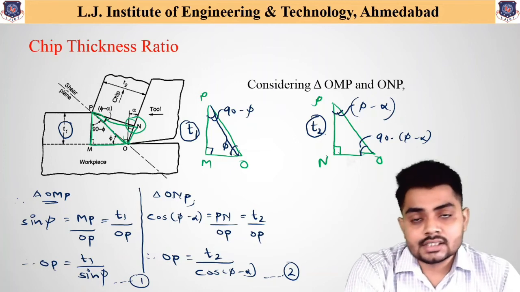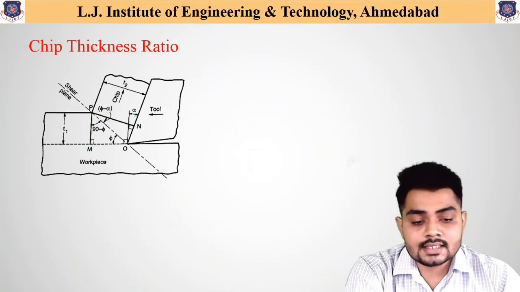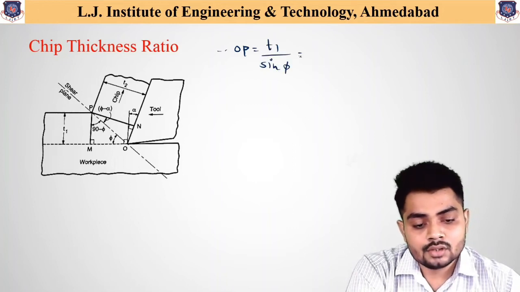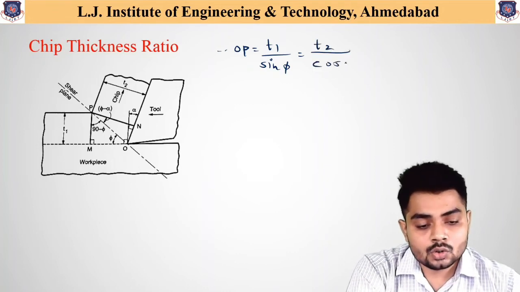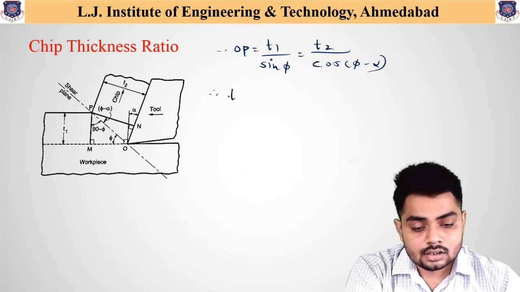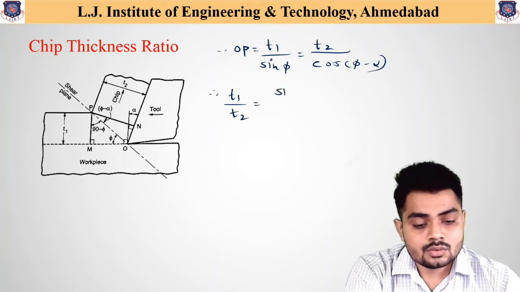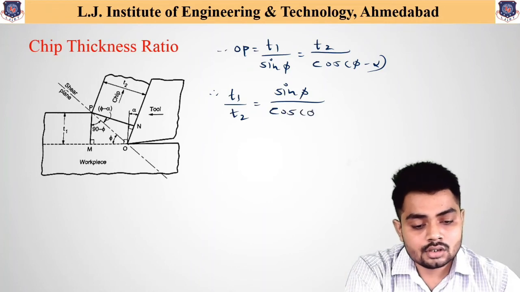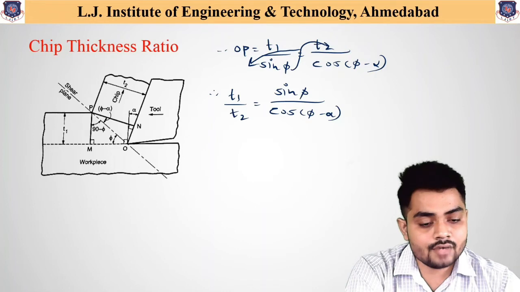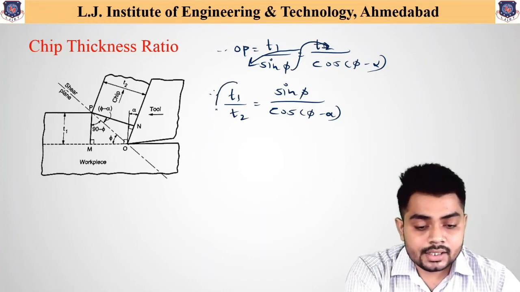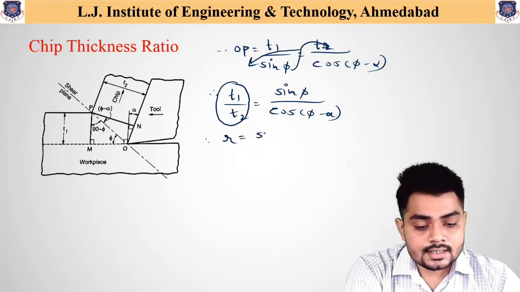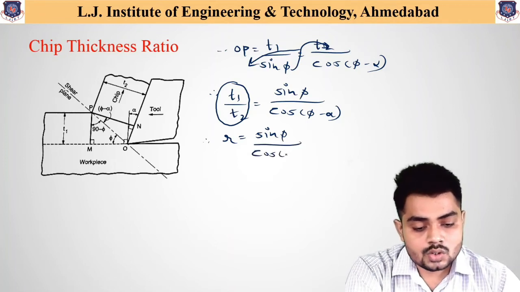Now we can compare both these equations very easily. So the compared equation can be written as OP equal to T1 divided by sin phi equal to T2 divided by cos (phi minus alpha). So again we can write this equation as T1 divided by T2 equal to sin phi divided by cos (phi minus alpha). Just simply using mathematical rule, we have switched these values, T1 divided by T2, and that's why sin phi is written over here. Now this T1 by T2 is nothing but the chip thickness ratio that we have studied. So we can write it as r, that is equal to sin phi divided by cos (phi minus alpha).